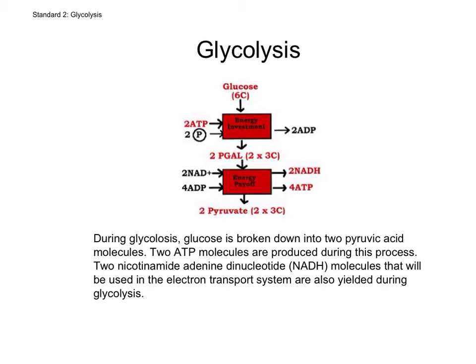During glycolysis, glucose is broken down into 2 pyruvic acid molecules. 2 ATP molecules are produced during this process. 2 nicotinamide adenine dinucleotide, I'm not sure if I pronounced it right, NADH molecules that will be used in the electron transport system are also yielded during glycolysis.